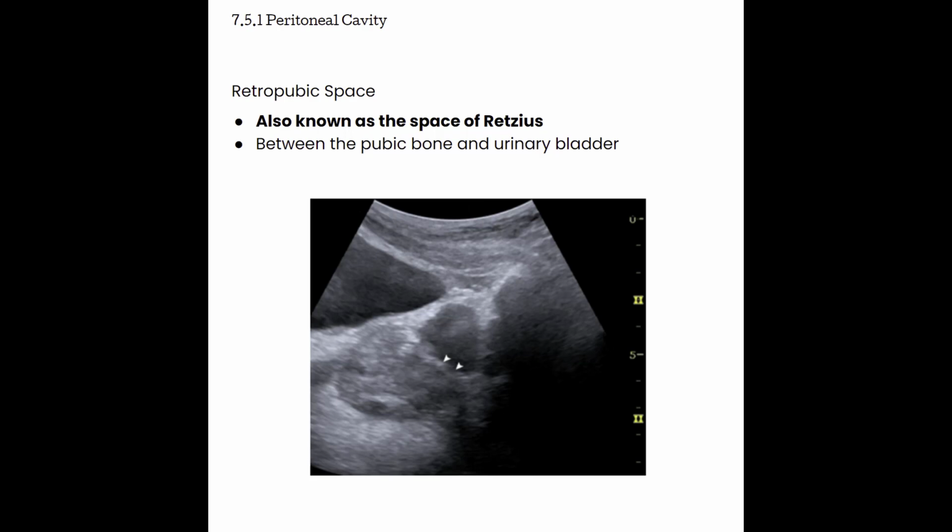We also have a space called the retropubic space. This is also known as the space of Retzius, and this is going to be between the pubic bone and the urinary bladder. So when we are low in the pelvis, underneath the bladder, we're going to see this kind of shadowing area. That's the cartilage of the pubic bone or the pubic symphysis, and we might see some fluid in this area. So that is the space of Retzius.